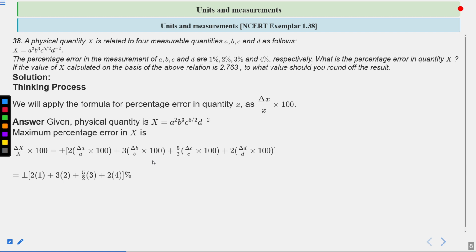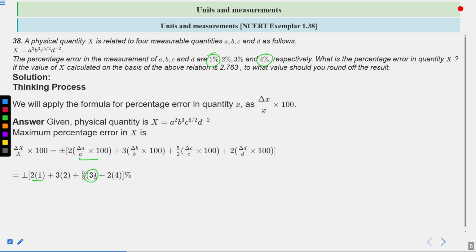Now substitute the values. Plus minus 2 into, if we talk about A, the percentage error is 1%. If we talk about B, the percentage error is 2%. And if we talk about C, the percentage error is 3%. And if we talk about D, the percentage error is 4%.